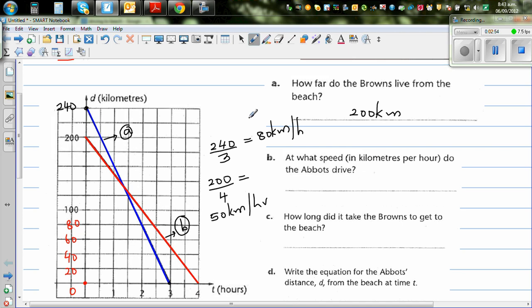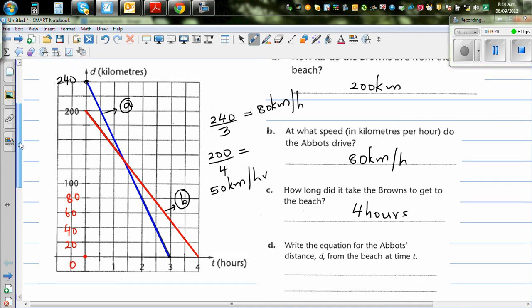How far away is Abbott's living? 240 kilometers. At what speed in kilometers per hour do Abbott's drive? So Abbott are driving at 80 kilometers per hour. How long does it take for Brown to get to the beach? So Brown takes 4 hours. Just reading the graph, you can answer these questions.